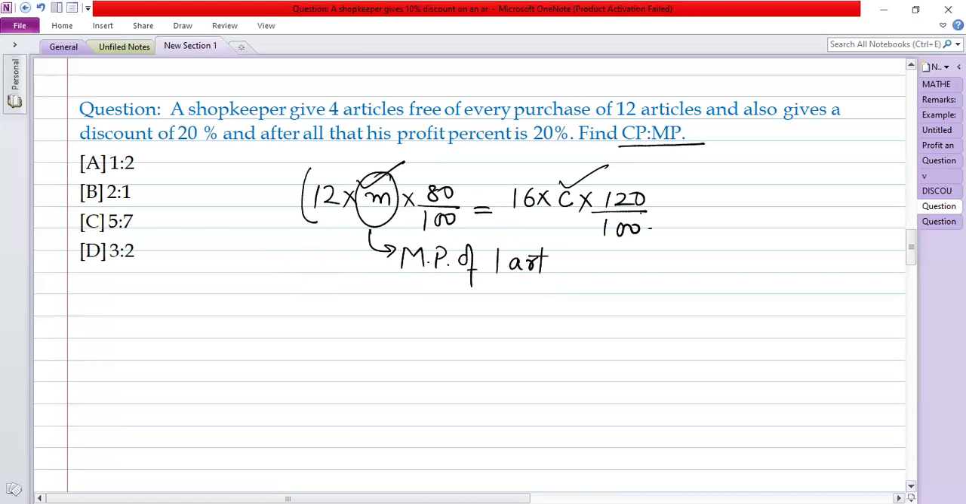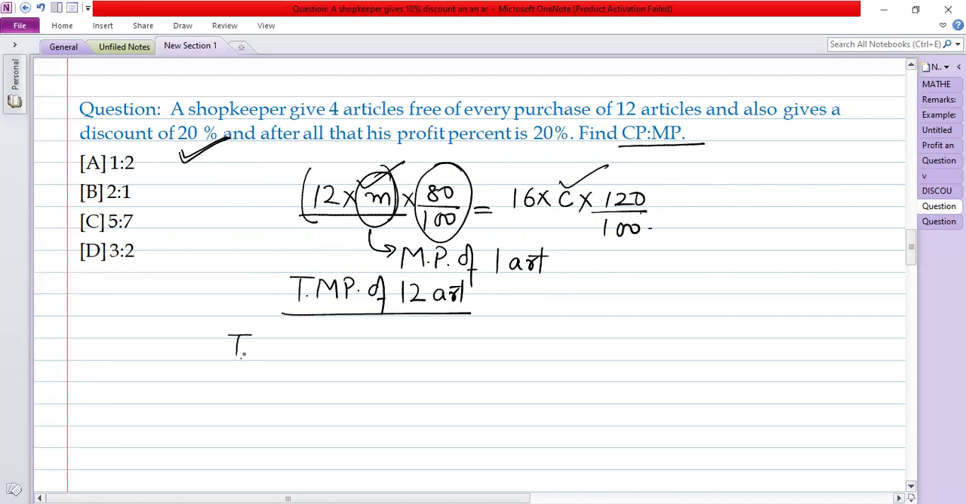What is this 12 into M? This is the total marked price of 12 articles. And why multiply by 80 by 100? Because the discount is 20%. If discount is 20%, what will be the total selling price? It will be nothing but 80% of total marked price. Okay, so that's why this side is the total selling price.